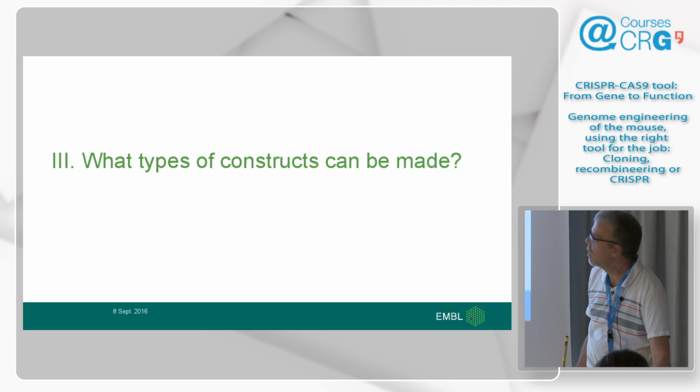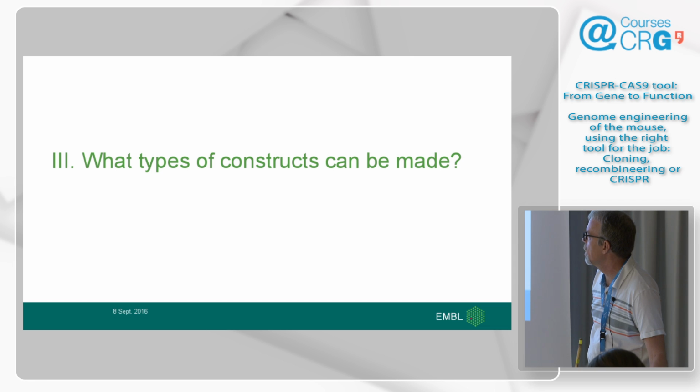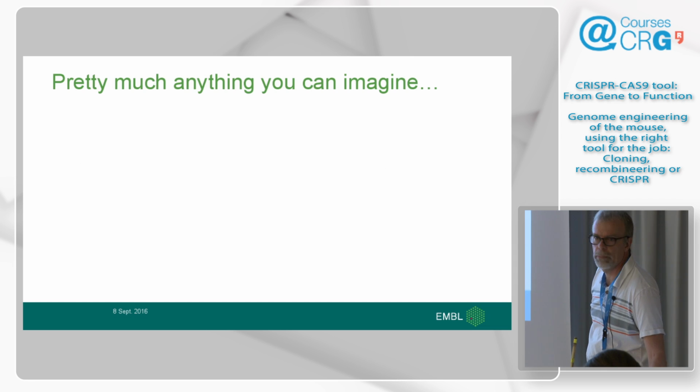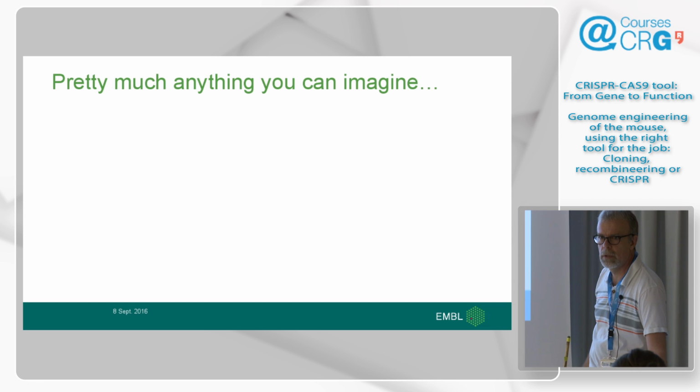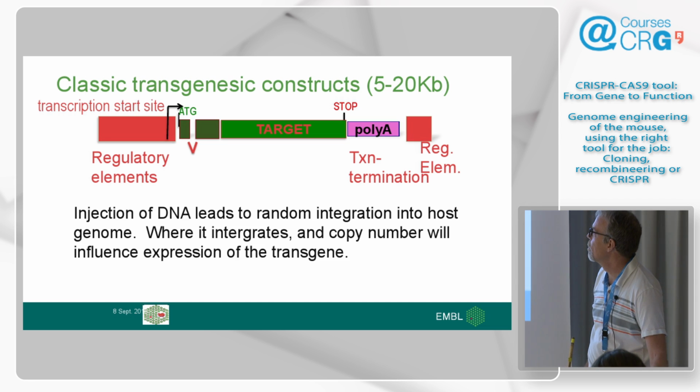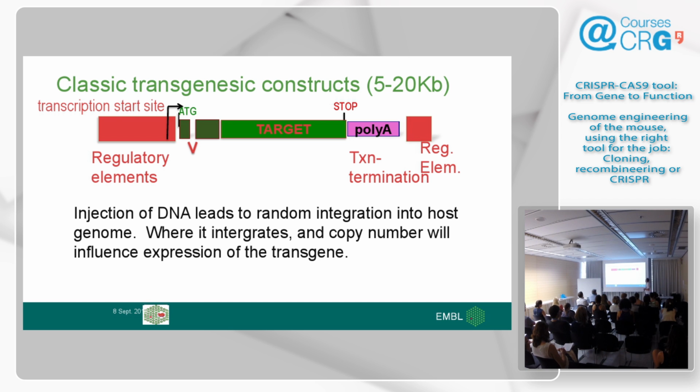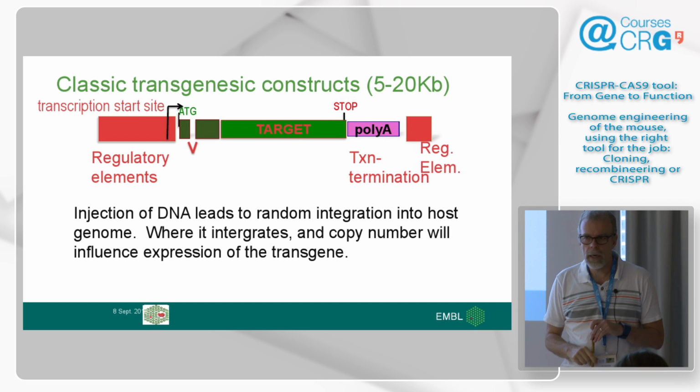Okay. What types of constructs can be made? Pretty much anything you can imagine. It could be complicated, it can take months, it can take years sometimes, but they can be made. So here's kind of a classic transgenic construct. So we have some gene of interest here. In this case, it's a classic transgenic, so it's 5 to 20 kb at most. So this is probably a cDNA.